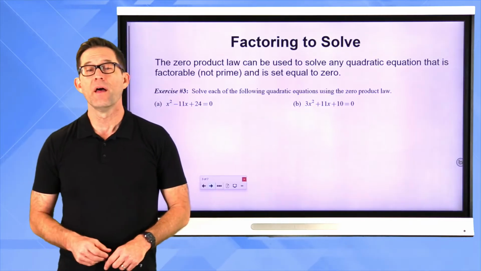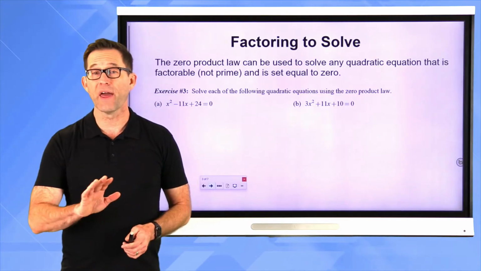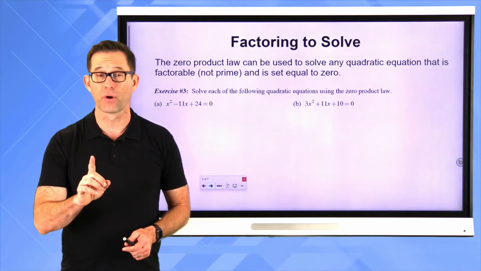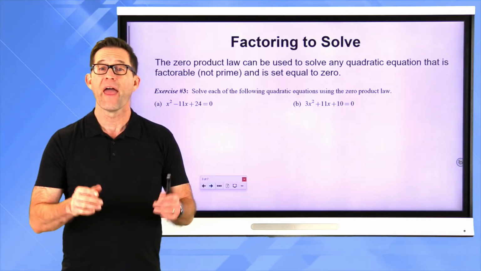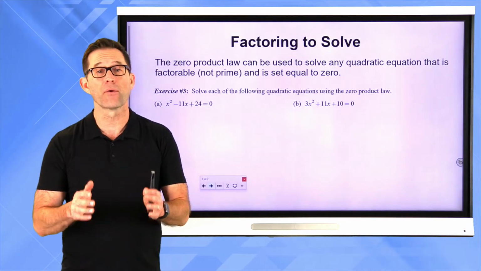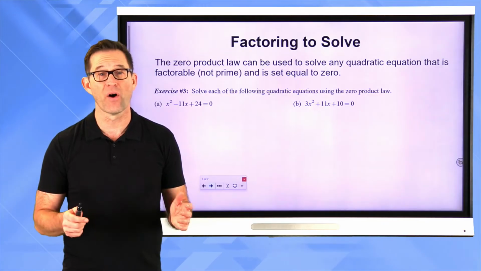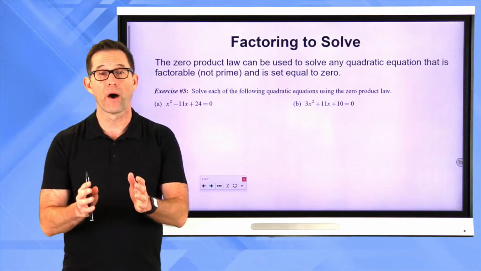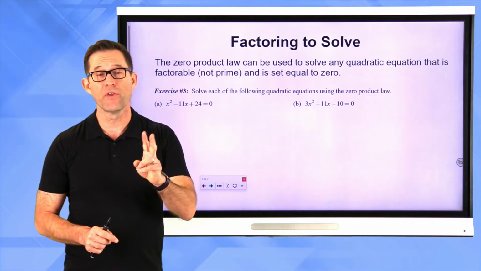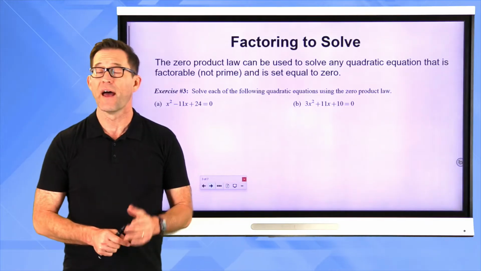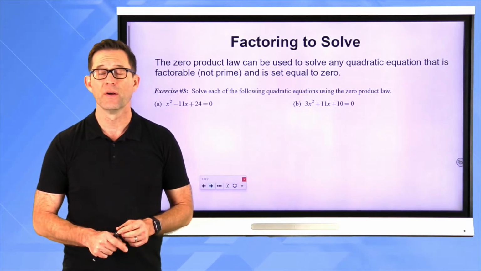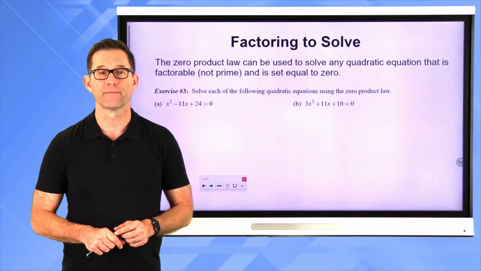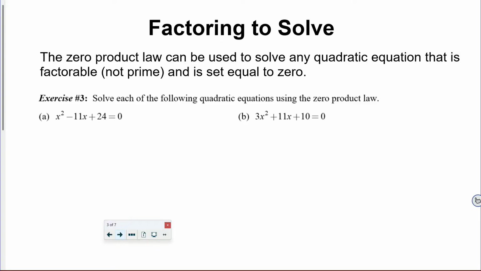Factoring to solve. The zero product law can be used to solve any quadratic equation that is factorable, i.e. it's not prime, and is set equal to 0. That's why I really emphasize knowing the name of the law. It is the zero product law, and that implies 2 things. We've got to have a product, and that product has to be equal to 0. Let's take a look at exercise number 3. Solve each of the following quadratic equations using the zero product law.